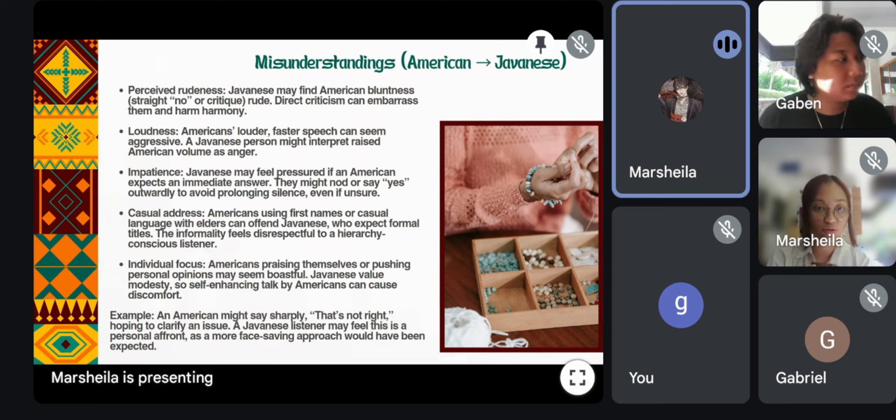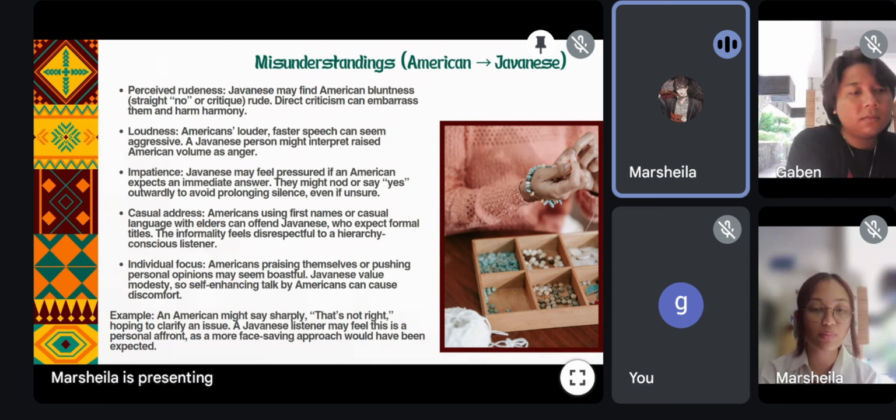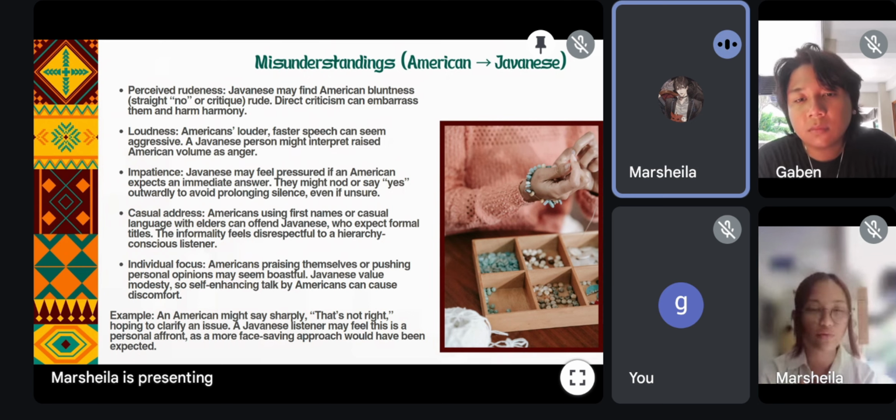Impatience and casual address: Americans using first names or casual language with elders can offend Japanese people. Individual focus: Americans praising themselves or pushing personal opinions may seem boastful. For example, an American might say sharply, "That is not right," hoping to clarify an issue straightaway. A Japanese listener may feel this is a personal affront, preferring a more face-saving approach.